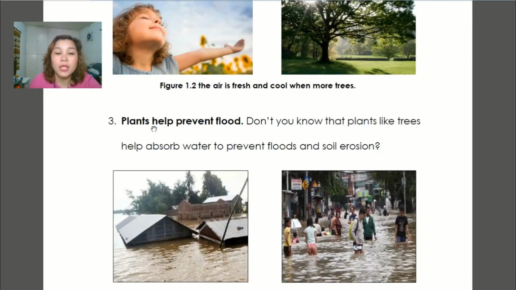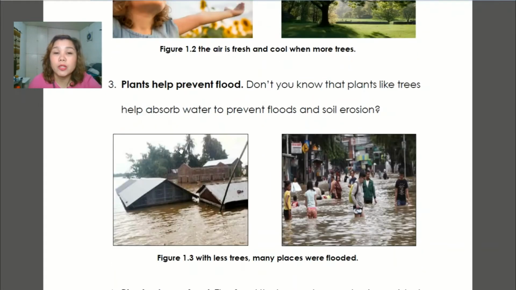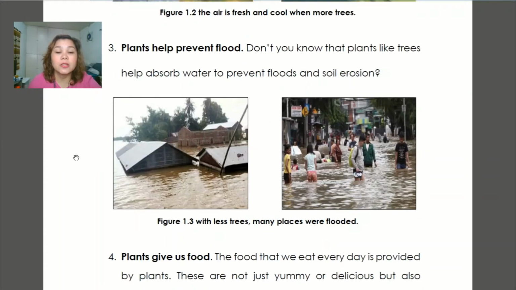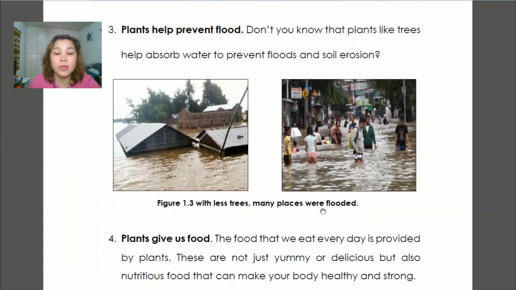Number three, plants help prevent flood. Did you know that plants like trees help absorb water to prevent floods and soil erosion? If you can remember, the roots absorb water and nutrients from the soil. So if there will be more trees, more plants, they will absorb the water instead of experiencing flood. With fewer trees, many places were flooded.